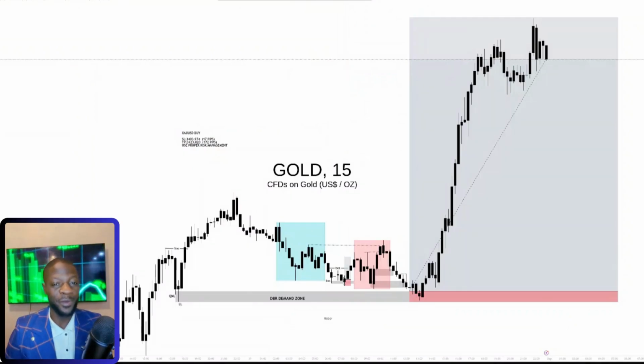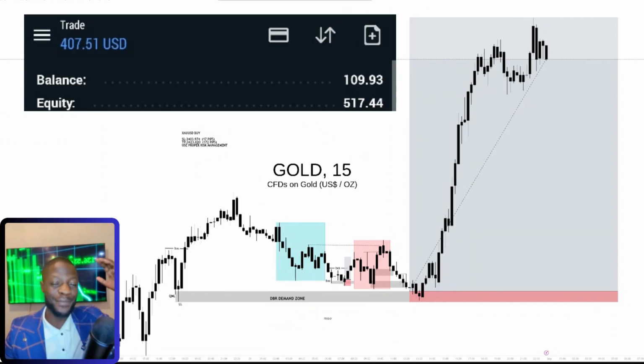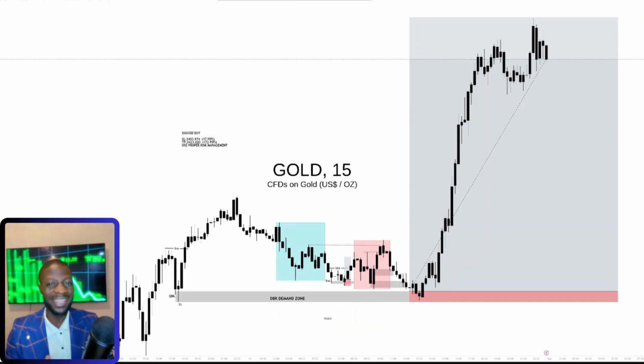This gold trade right here just gave me over a 1 to 10 risk to reward ratio, and I was able to flip a $32 account to a $515 account in just one trade right here. Make sure to watch to the very end as I show you everything that happened on this particular trade.